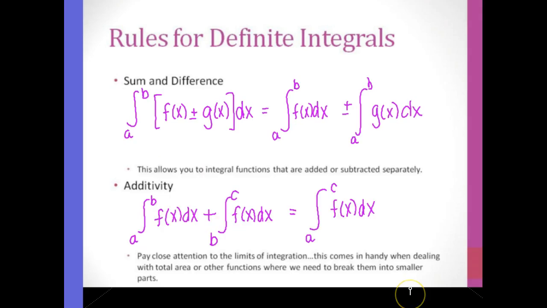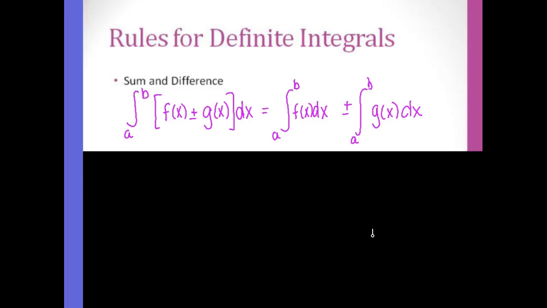Okay, we have a sum and difference rule. So the sum and difference essentially says if I want to add two functions together, it's the integral of one plus the integral of the other, or you can subtract them. Is it the same rules as for derivatives, essentially? Yes. So you can do it on the inside of the integral? Yes.